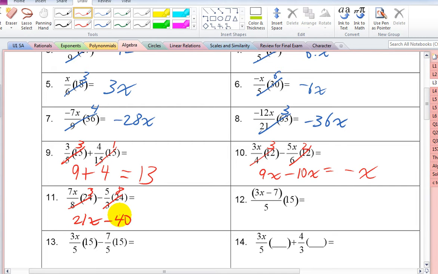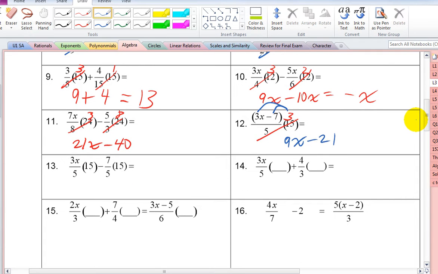Okay, so 11 is 21x minus 40. We can't combine them at all because they're different terms. For question 12, you should get 3 times 3x minus 7. Now remember from our last chapter, that's 3 times 3x, 9x, as well as 3 times negative 7, negative 21. So you have to remember 3x minus 7 with the bracket at the back. It's just like a bracket at the front. Okay. How many people got 9x minus 21?